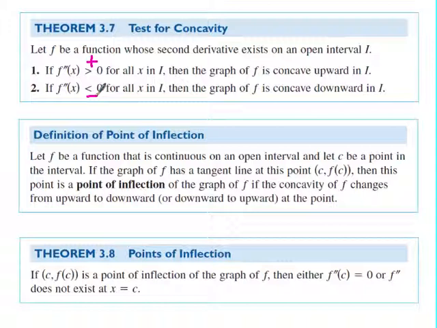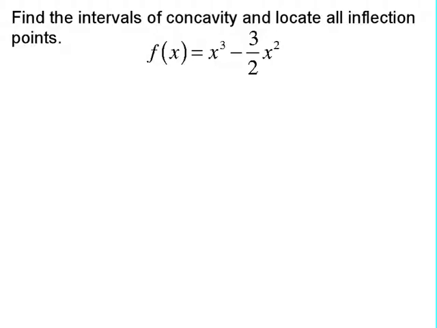So we're going to go through the process for how you can test for concavity and how you can find points of inflection. And it's fairly easy. Find the intervals of concavity and locate all inflection points. The first thing we have to do is find the first derivative, which you all should be able to zip off, nothing flat. What is the first derivative? Minus what? 3x.